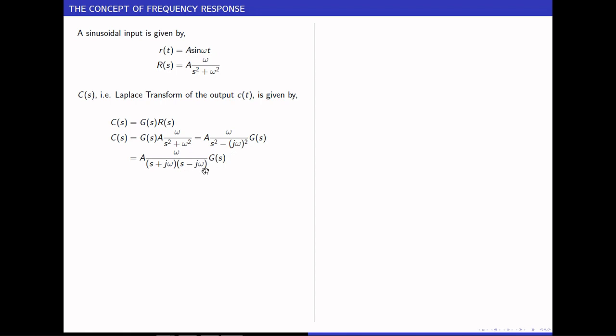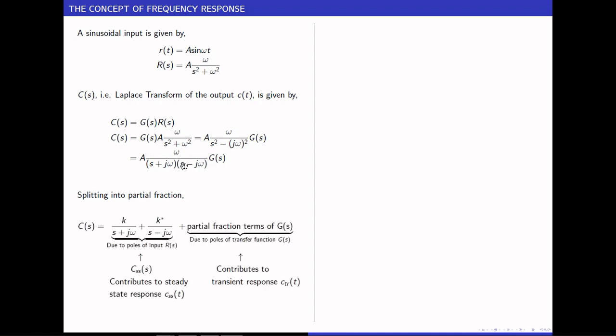Of course, G of s will also have its own numerator polynomial and denominator polynomial. G of s represents the transfer function, which is going to be a rational function. To find the inverse Laplace transform, we need to split this function into partial fractions. Let us do that.